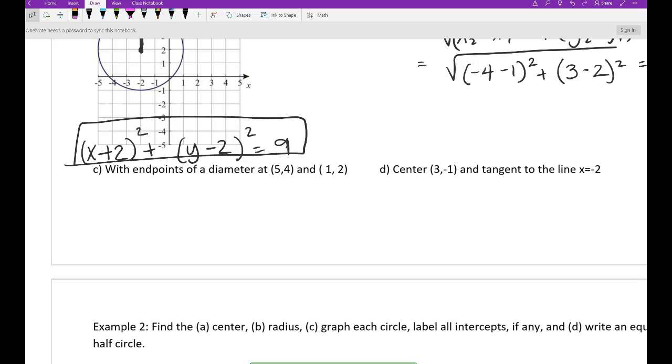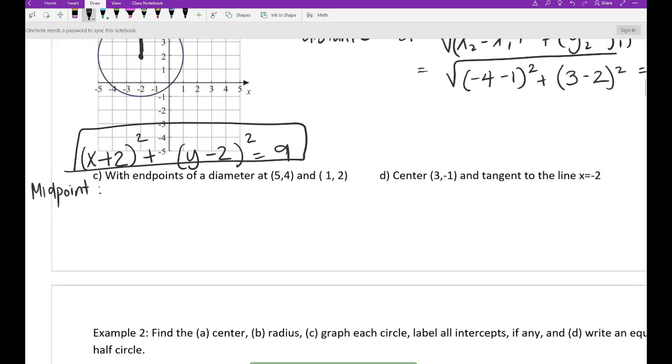Okay, for C, did you guys find the center? Yeah. Where is the center? 3, 3? How did we get the center from the diameter? Midpoint. Let's review midpoint. What equation is the midpoint? Averages of the x, right? And averages of the y, right? Because we have 2 points. So x1 plus x2 all over 2, comma, y1 plus y2 all over 2.